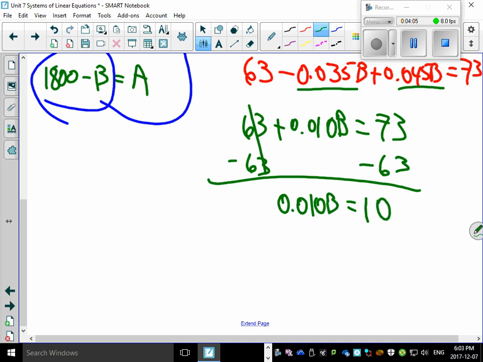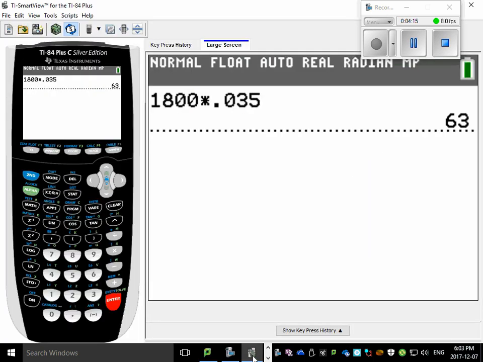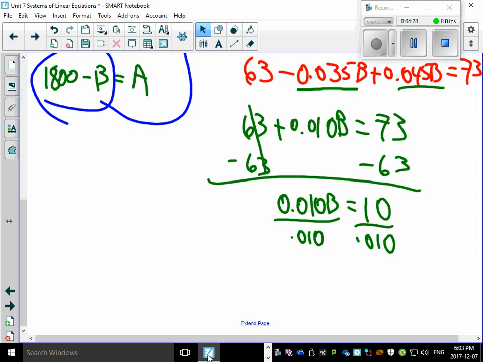And take 10 and divide it by 0.010, and watch what happens. You'll be surprised what this number is going to work out to be. So 10 divided by 0.010 equals 1,000 bucks. Isn't that cool? So in other words, what you've invested in B was $1,000.